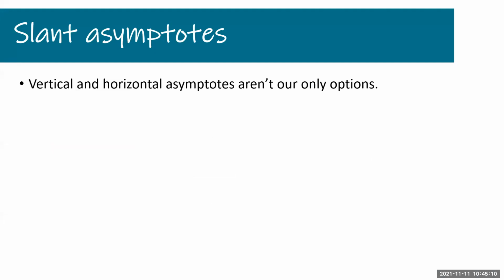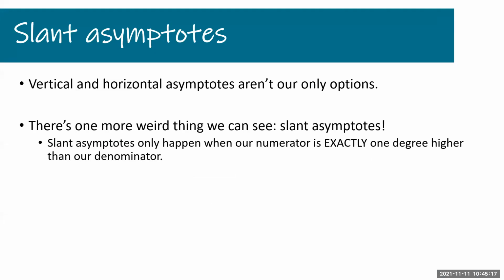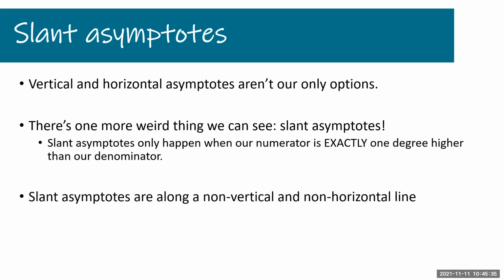So again, we can have slant asymptotes. They're not vertical, they're not horizontal. They actually follow the equation for a line. This only happens if our numerator is exactly 1 degree higher than our denominator. So remember, if the numerator was higher than the denominator, then we didn't have a horizontal asymptote, and that's because instead we have what is called a slant asymptote. Slant asymptotes are along that non-vertical, non-horizontal line. Like I said, they follow a y equals something straight line.